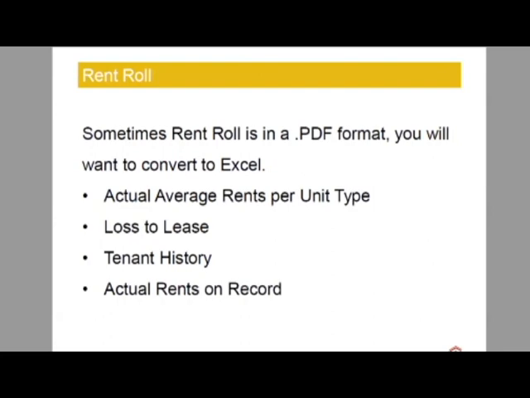Let's take a look at the rent roll, right? Again, a lot of these things come in PDF because they come from an accountant or from the seller himself, and they lock it all down, so convert it to Excel so you can manipulate the data. You're looking at actual average rents per unit, okay? And also look for loss to lease, look for the tenant history, okay? To make sure that everybody on the rent roll has a date moved in and a date moved out.